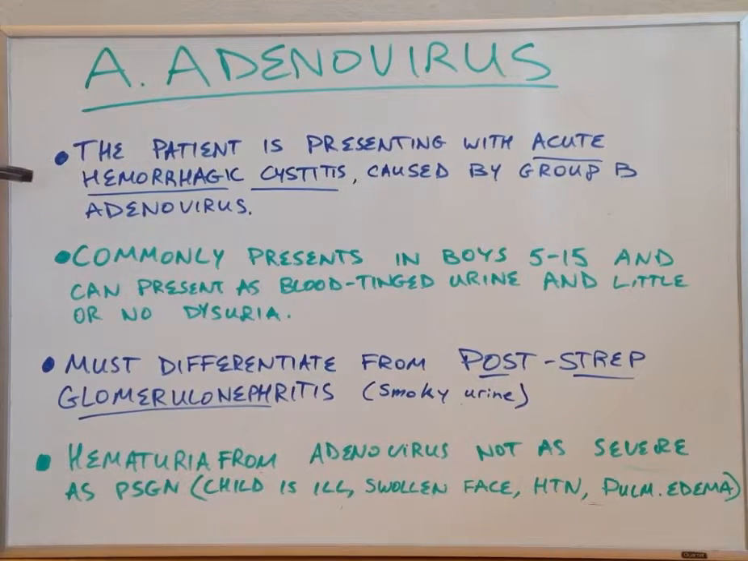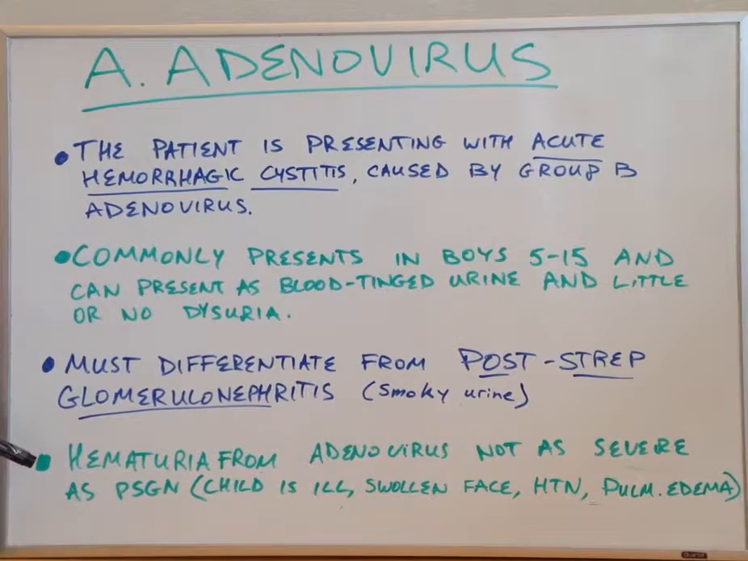The patient is presenting with acute hemorrhagic cystitis, which is caused by group B adenovirus. It commonly presents in boys from the ages of 5 through 15 and can present as blood-tinged urine and little or no dysuria. You must be able to differentiate this presentation from post-streptococcal glomerulonephritis, which presents with a more smoky urine as opposed to this vignette, which had blood-tinged urine.